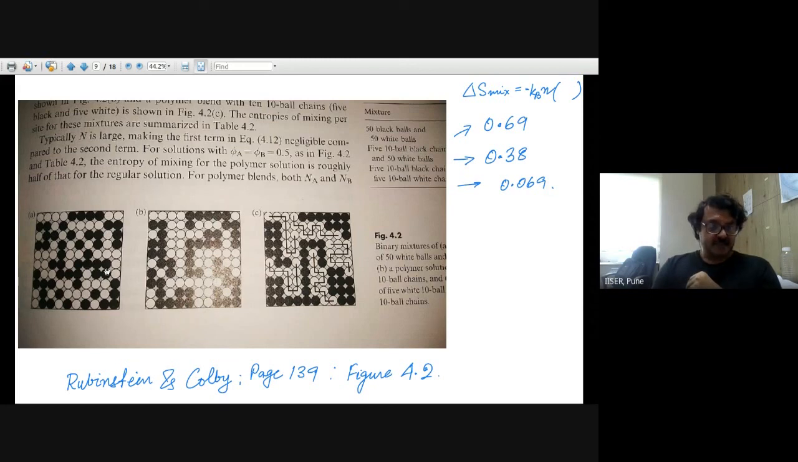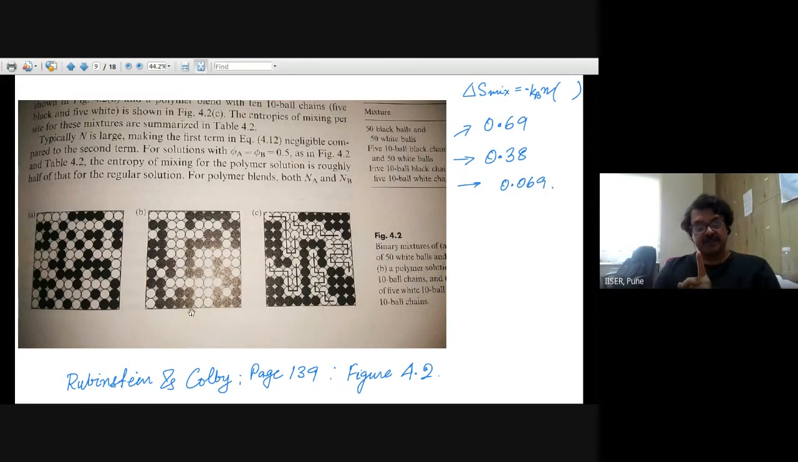If you mix them all over, and you have a molecular solvent, I shouldn't use the word atomistic solvent, I should use the word molecular solvent, each of these Na particles can move freely and independently of each other. You don't have a polymer chain. Then if you put in numbers, where this small n is 100, the entropy of mixing would be 0.69. This is taken from Rubinstein and Colby, page 139, figure 4.2.